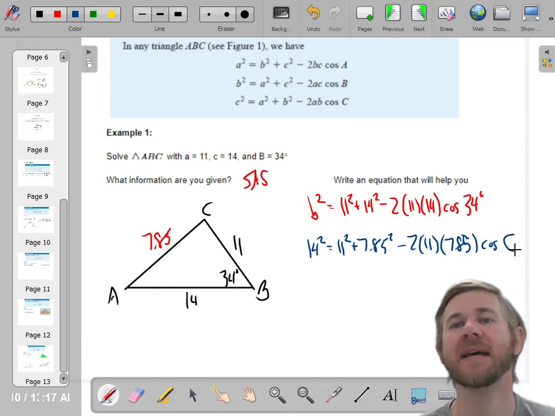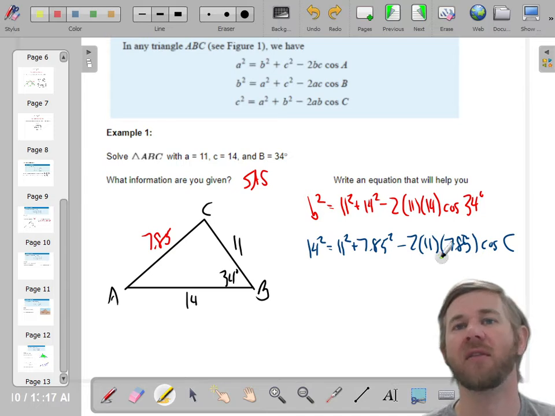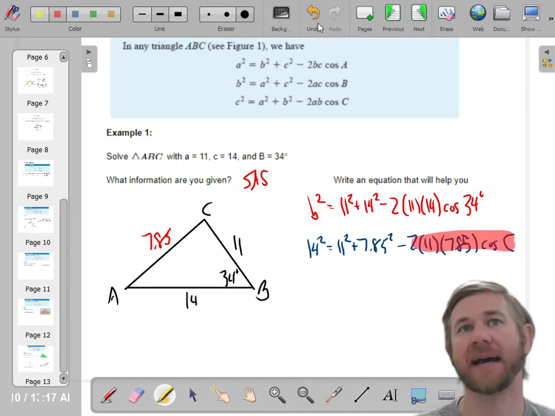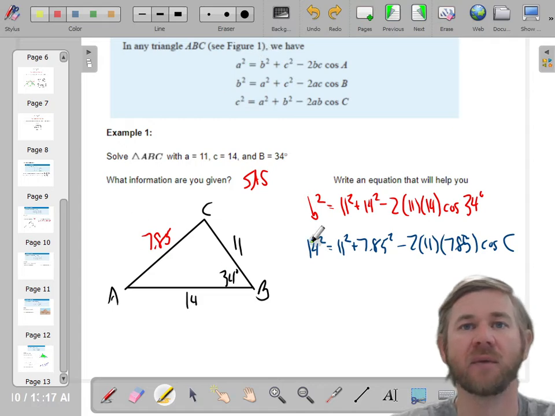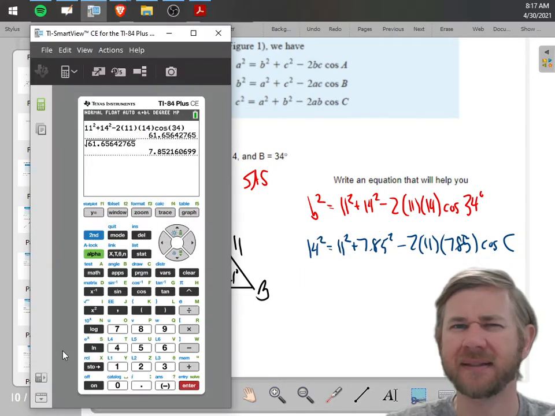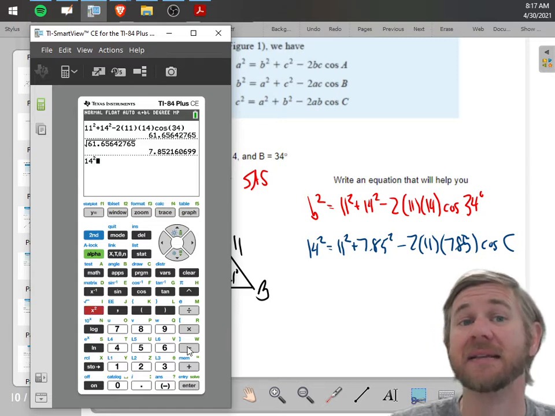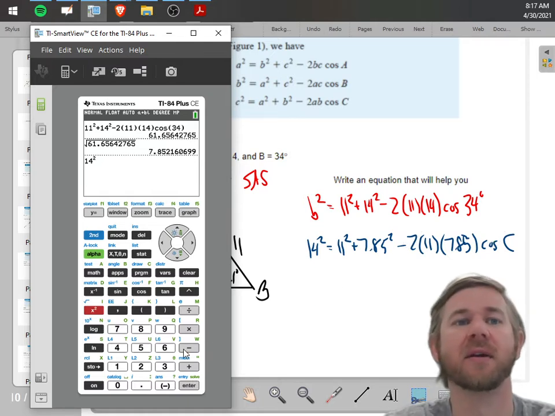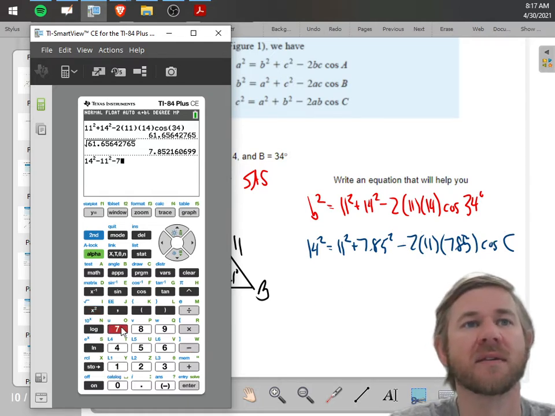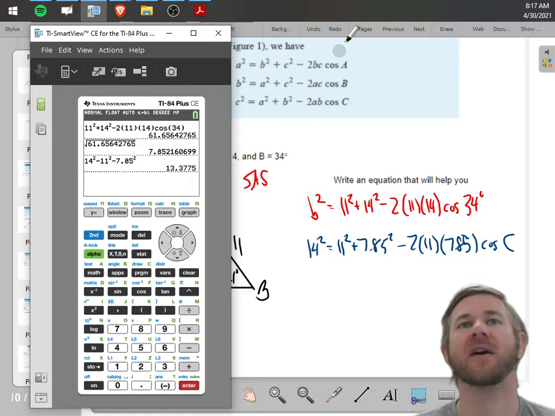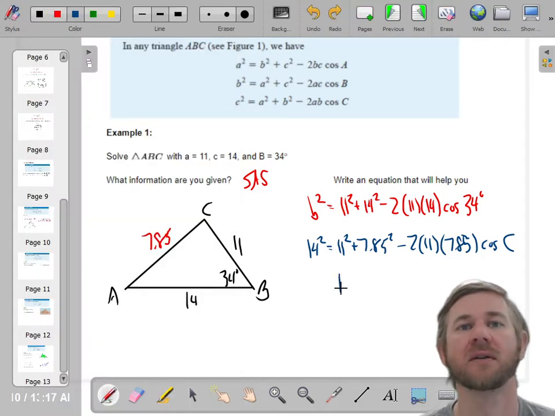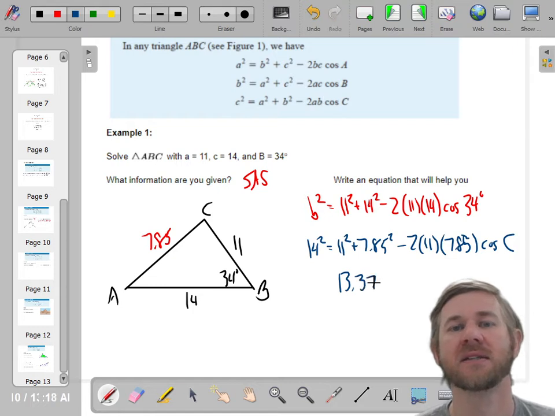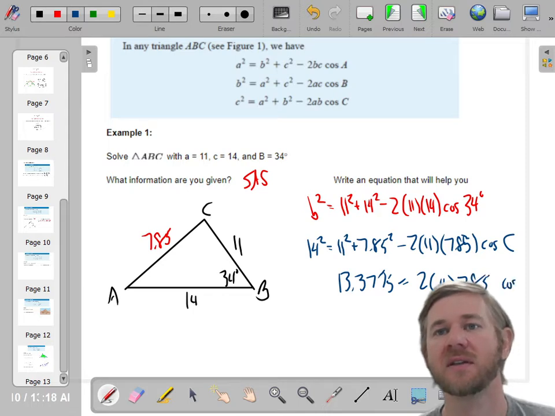So what we're going to have to do is get the cosine of C by itself. Now, this stuff is all being multiplied, so I'm going to do that last. First thing I'm going to do is take care of these squares. And if you're wondering, this kind of looks like the Pythagorean theorem. That's because it is, a squared plus b squared equals c squared, but you have this extra stuff in here because it's not a right triangle. So we'll do this minus 7.85 squared. All right, so now we have 13.3775 on the left side. So 13.3775 equals 2 times 11 times 7.85 times the cosine of C.